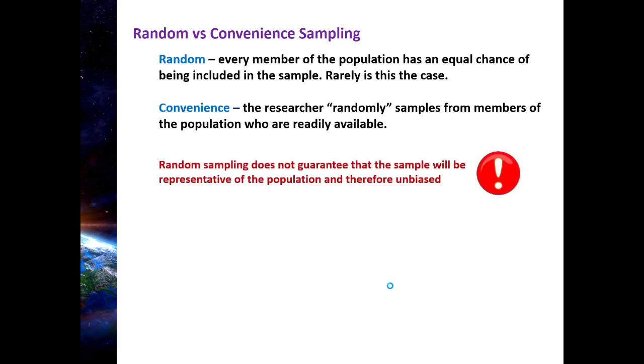Okay, random sampling does not guarantee that the sample will be representative of the population. In other words, we can't assume that because we randomly sampled, our sample is going to be unbiased. Weird things happen, right? You might even have a huge sample that's convenient sampling, but it was random within the members of the population you had access to.